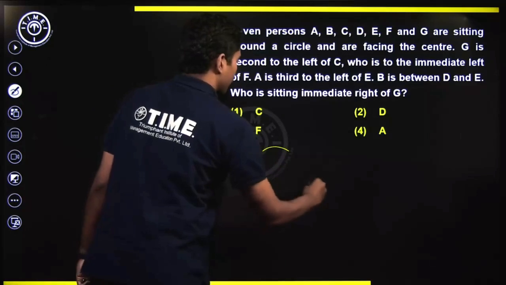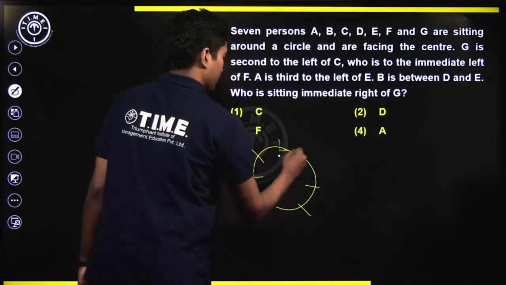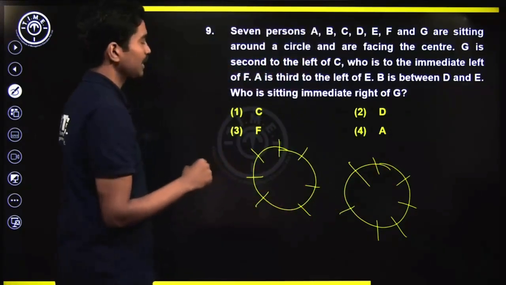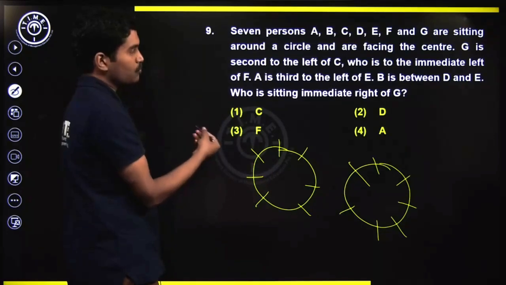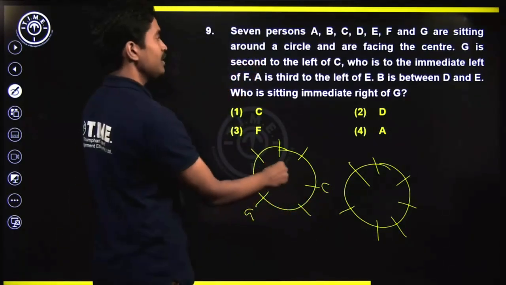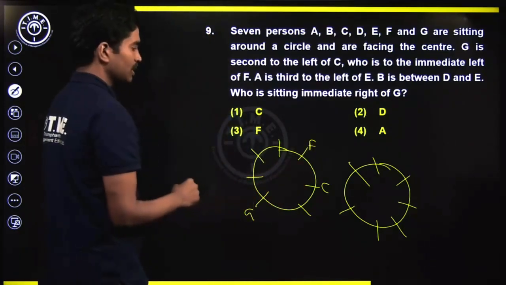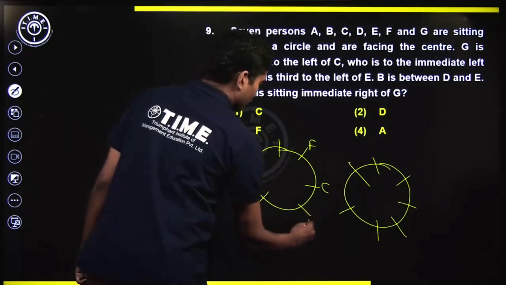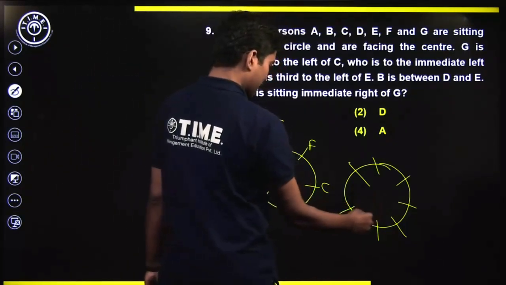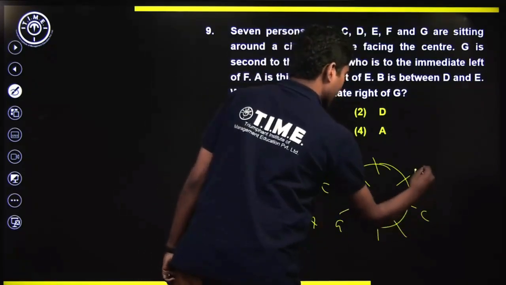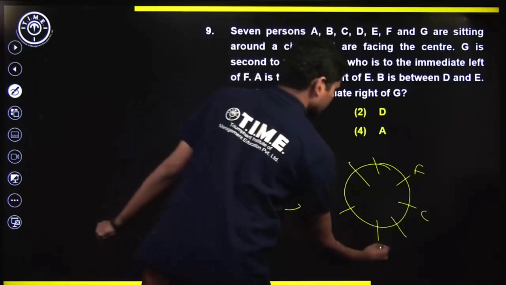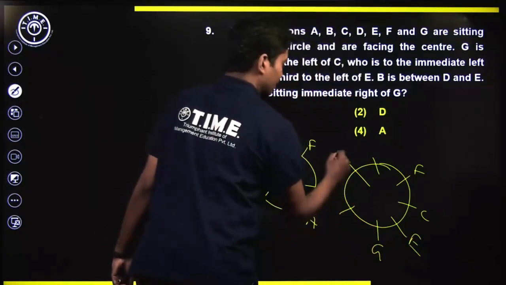Let's draw both of them quickly. That's one, and that's the other, right? So we could draw the same thing in the same figure, both the possibilities, but it will end up looking a little clumsy. This is C, G is second to the left of C, C who's to the immediate left of F. A is third to the left of E. So what did we do? We put A here, 1, 2, 3, we put E here. That's one case, right? And what's the other case? We put G here, C here, F here, and the other case is where? G is second to the left, G is here. E is here, 1, 2, 3, A is here.